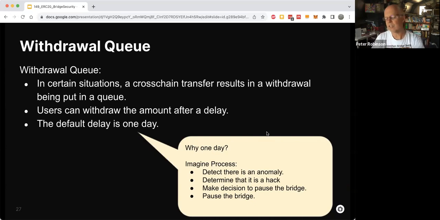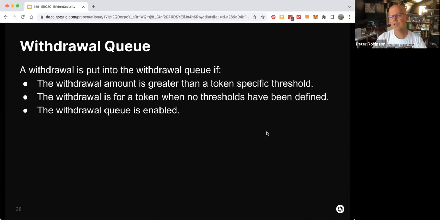But before that's happened, the funds haven't left the system. They're in this withdrawal queue. So 1 day, I think, hence is a good amount of time. And so a withdrawal can be put into the queue if the amount is larger than a certain threshold. If the withdrawal is for a token that no thresholds have been defined for, then just put it in the withdrawal queue anyway. But also it could just be that the withdrawal queue is enabled, so everything goes in there.